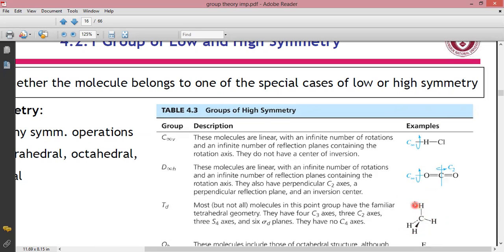Keep the alternate positions of the cube. You will find the actual tetrahedron. When you find that tetrahedron, then add 4 C3 axes, 3 C2 axes, 3 S4 axes, and 6 sigma d planes. You will find all these symmetry elements present in that molecule.